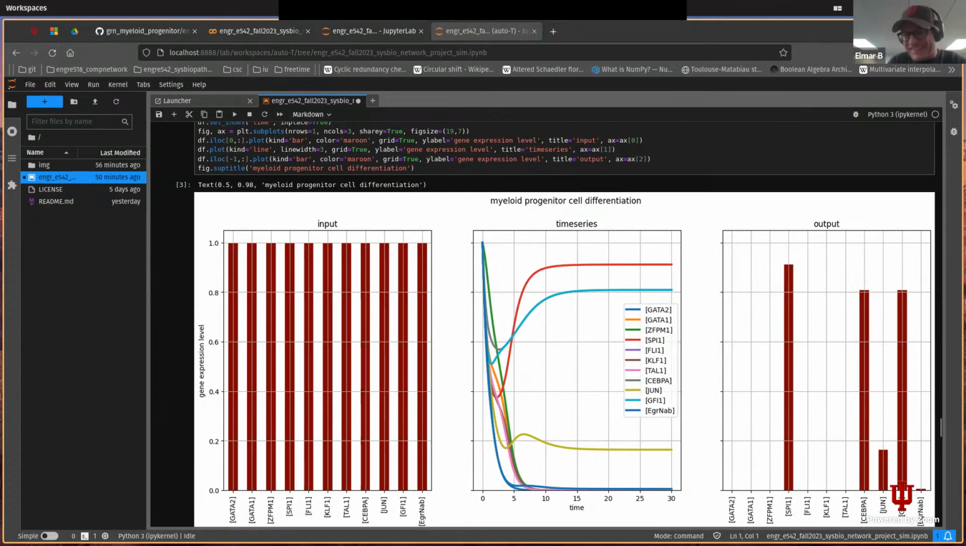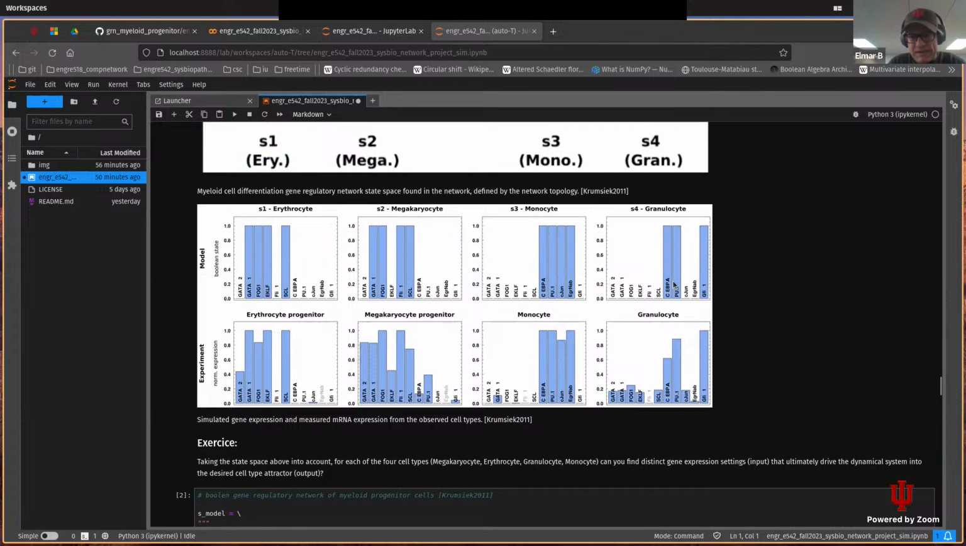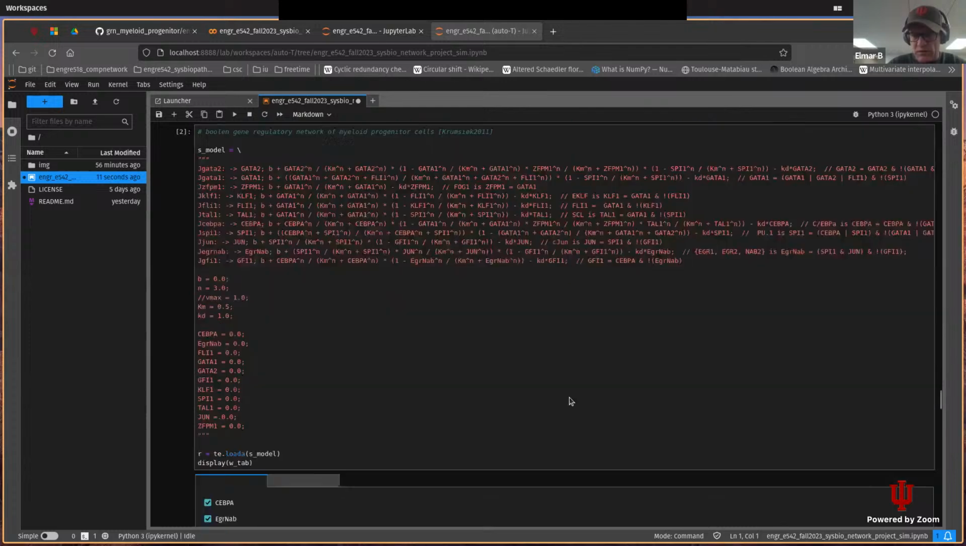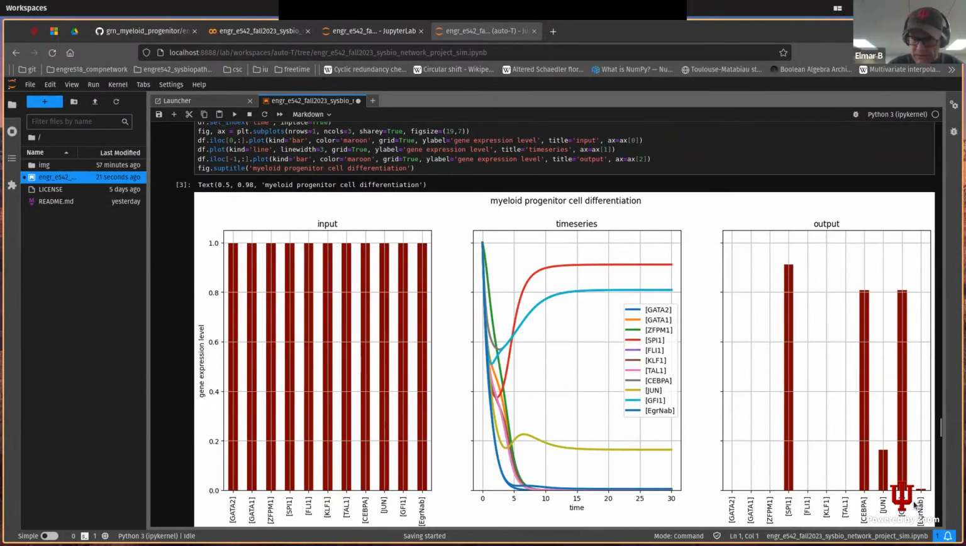Okay, so these are the genes expressed in the end. And when you now go up, I have to find the mouse again. When you go up and compare this to this one, you will see that if you do no settings, you end up with monocytes. When all the genes are expressed and you just run the model, then you have CEBP alpha, PU1, JUN, and EGR, NAB. That is a whole complex. And this is what we end up with here, if I remember right.